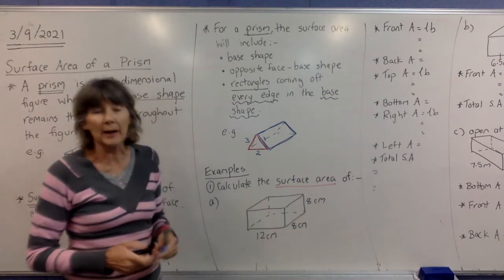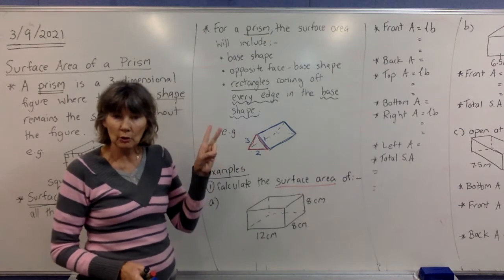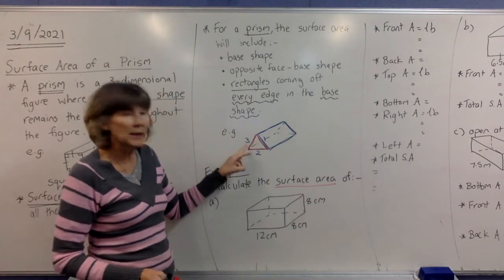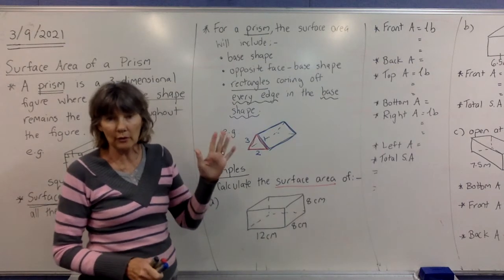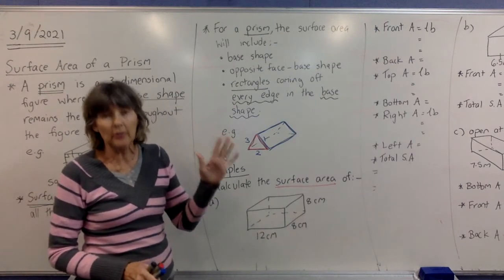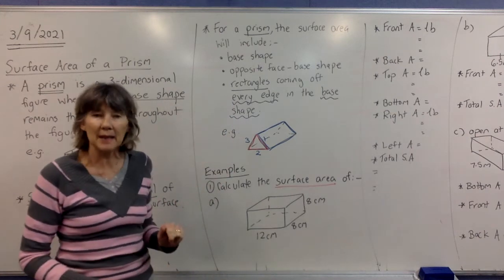So in all, we're going to have 5 surfaces in this shape. The front and the back, that's 2. And then 3 rectangles coming off those 3 edges. So that's another 3. So you've got 5 faces all together that you have to find the areas of and add up. Okay, so we're going to go through some examples.